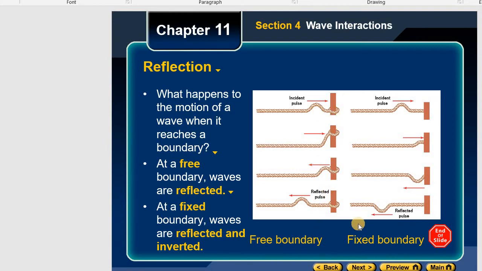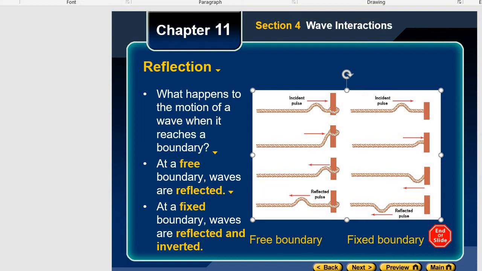If the boundary is free, the incident pulse will be reflected when it reaches the free boundary, but when the boundary is fixed, the incident pulse will be reflected and inverted. So the difference between a free boundary and a fixed boundary is that in a free boundary, reflection happens without being inverted, but in a fixed boundary, reflection happens with the wave being inverted.